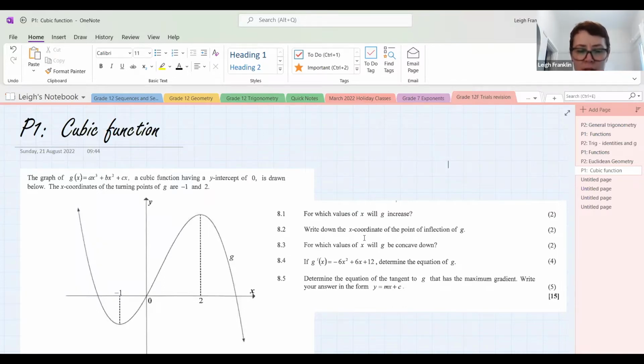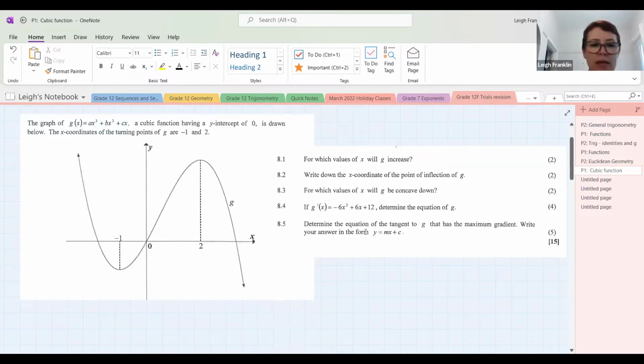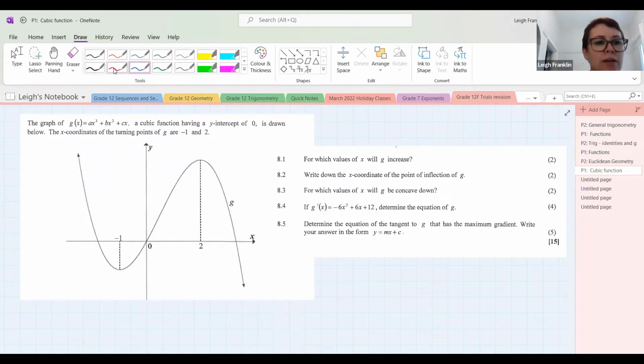The first thing that they're asking us is for which values of x will g increase? What does that mean? What are they asking us for here? What do they mean by the word increase? What does the word increase mean when we talk about functions?